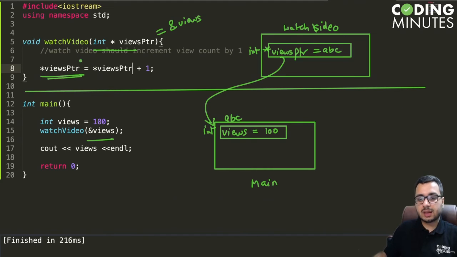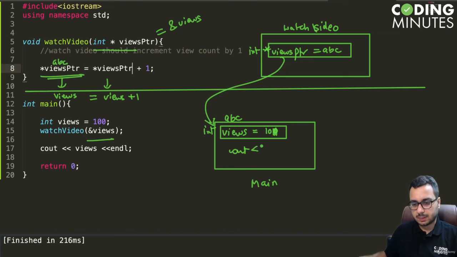And here what we are doing is star of abc. What is star of abc? If you use star with some address like abc, that means we are talking about this bucket. So this is actually equal to this bucket, which is the actual views bucket in the main, and we are incrementing this by a value of 1. So effectively using this address, we are changing this bucket by a value of 1, and if you now print views here, you are going to get an output of 101.